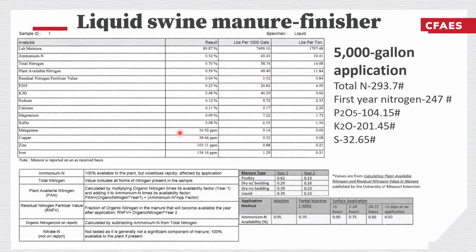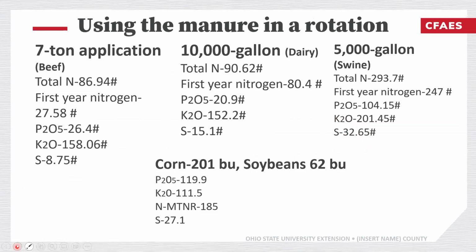Sulfur, there's quite a bit of sulfur in this sample too. 6.53 pounds of sulfur, or 32.65 pounds of sulfur. Typically, producers talk about applying 10 to 20 pounds of sulfur to a corn crop. And when we get to our crop removal slides, you'll see that this manure provided all the sulfur that corn crop may need. We definitely wouldn't need to look at purchasing additional sulfur.